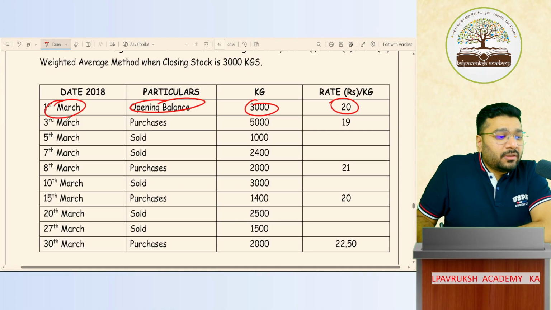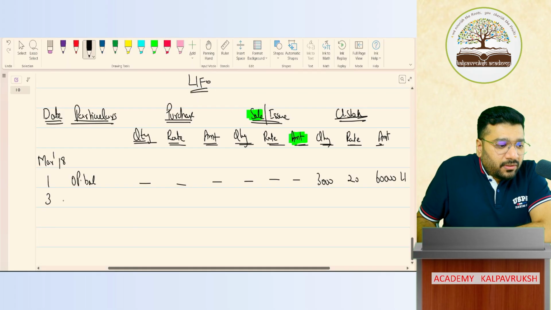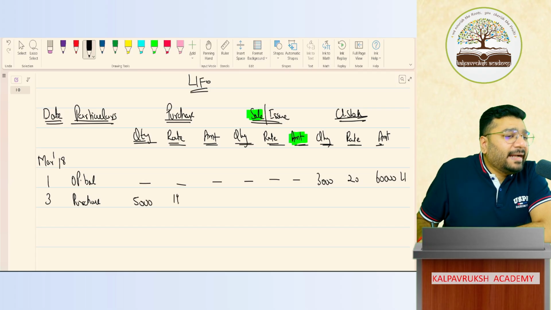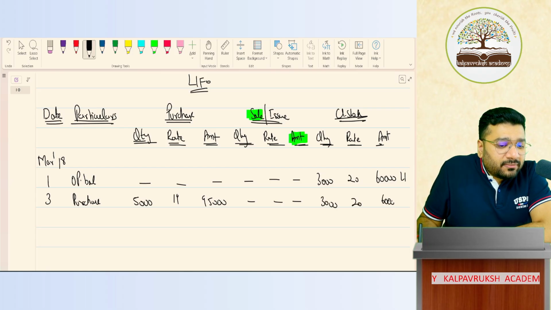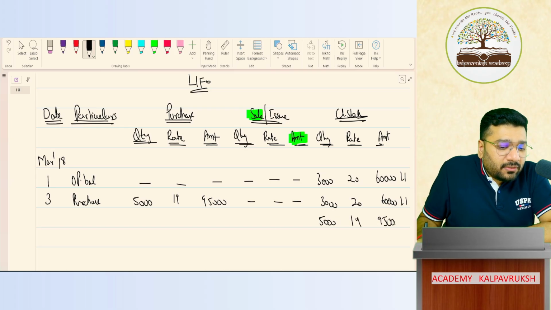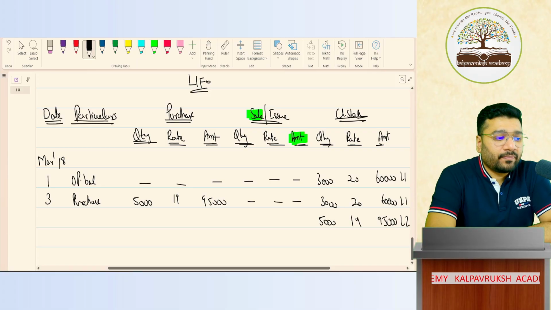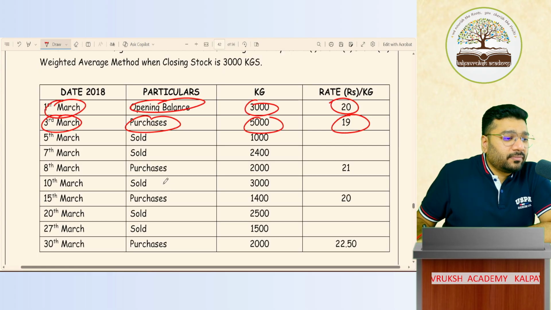Now, 3rd March, purchased 5,000 kg, each kg costing 19. So what is my total cost of inventory? 95,000. Sale, nothing. So 3,000 into 20, 60,000 of L1. Then 5,000 into 19, 95,000, L2. Any problem so far? No problem. Next, 5th March.